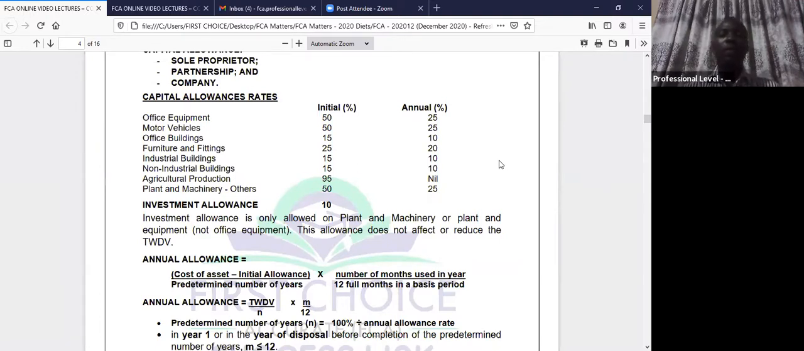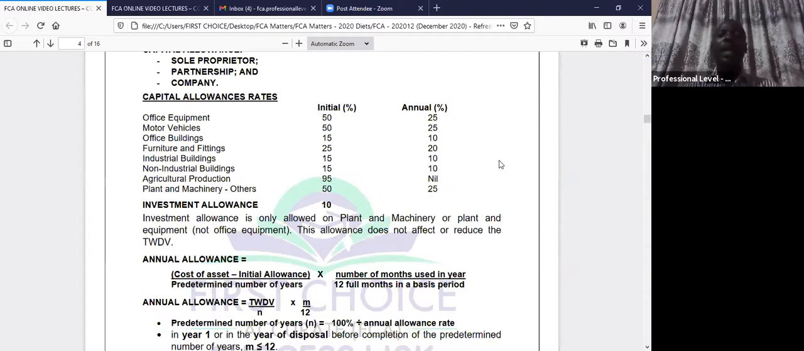Now, when you do that, it will reduce your tax written down value. Let's say if it's a motor vehicle, you claim 50%, that means your tax written down value would be 50% immediately in that first year. It is the remainder of that depreciable value or claimable value that is applied on annual allowance. Now let's go to annual allowance.